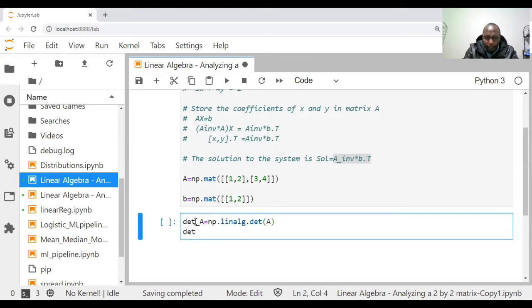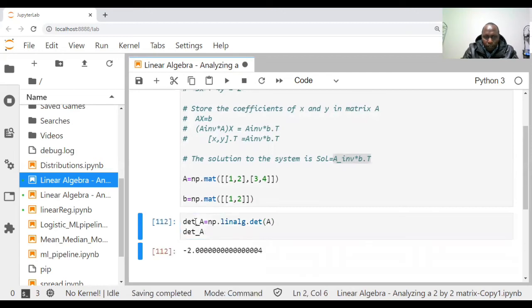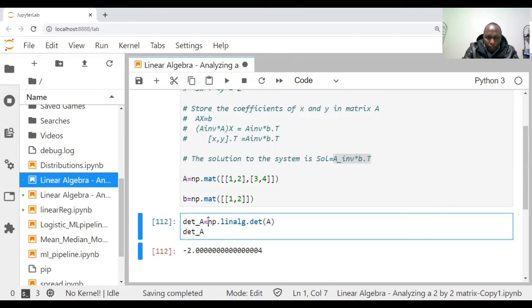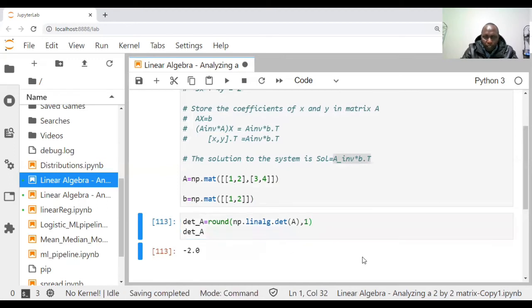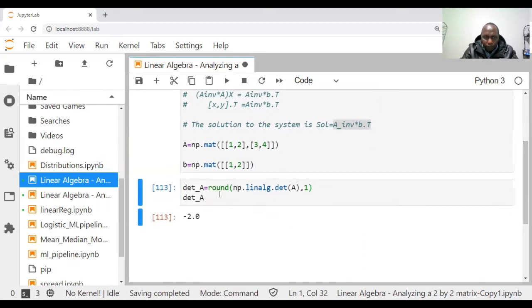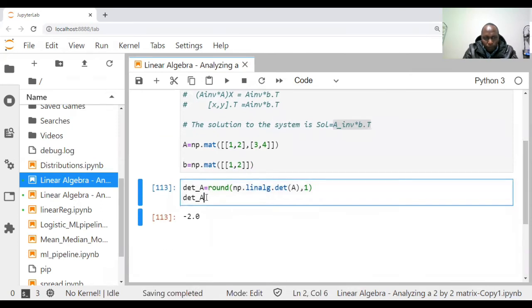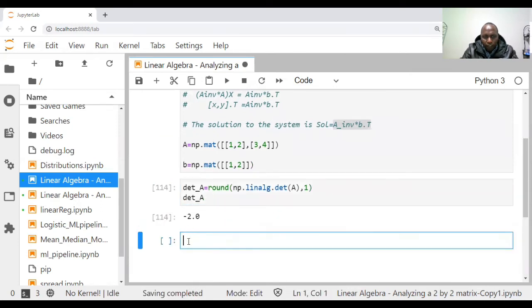Say that A. And notice that we have the determinant. If you look at our previous video, this was the determinant, although it did not have this level of precision. So I'll round it to one decimal place. And it gives us the determinant. The next thing we did was to find the A star matrix.